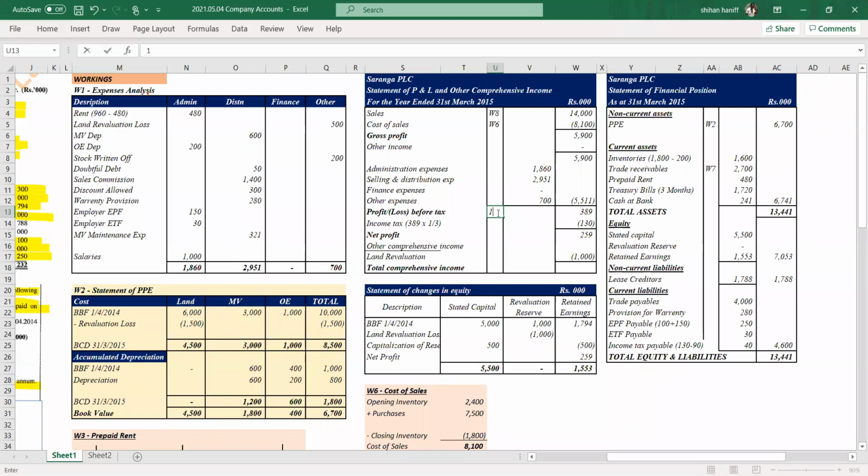We have some notes. Note 1, you can have for profit before tax. There you have to say profit before tax has been calculated after deducting some of the key expenses. You can say it separately. You can have notes. For that also you get marks.